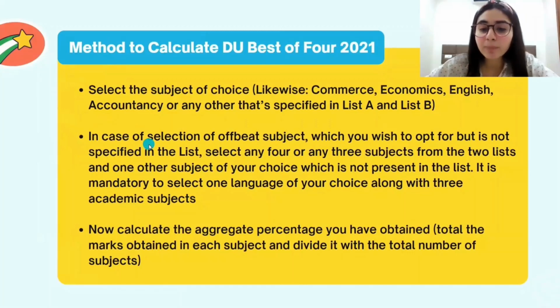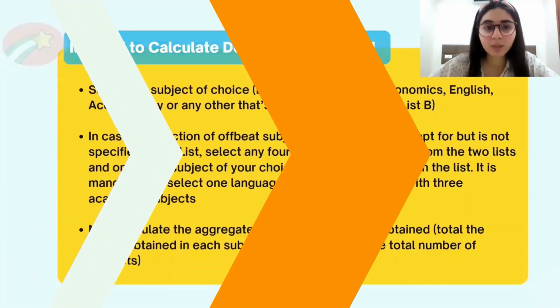Now calculate the aggregate percentage that you have obtained, that is, total marks obtained in each subject divided by the total number of subjects. So what will be those subjects? Those subjects will be one language, one subject in which admission is being sought, and the other 2 subjects. So marks of these 4 divided by 4. That will be your aggregate percentage.